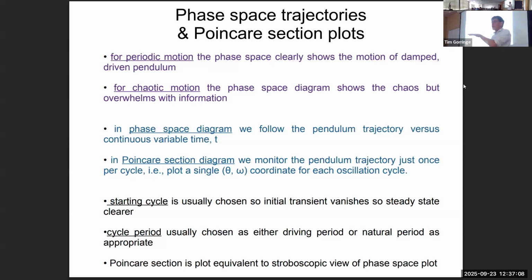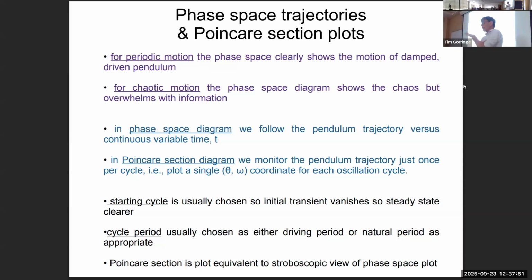So we only look at discrete moments in time that correspond either to the natural period, so we look once every natural period. We wait one cycle worth of time and look at the coordinates of the pendulum, wait another cycle of time, look at the coordinates of the pendulum, or we do it with the driving period. We'll look at the pendulum's coordinates every driving period, the first driving period, the second driving period, and so on. So the independent variable is which period we're looking at: the first, second, third, fourth, fifth?